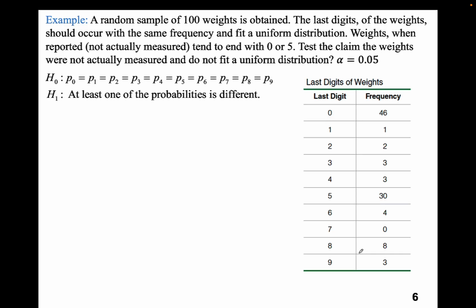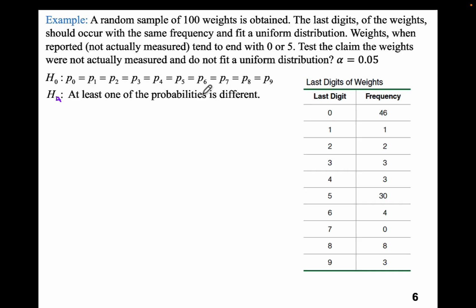We set up our null hypothesis as the probability of the weight ending in a 0 being equal to it ending in a 1 being equal to ending in a 2, all the way. See, they're all equal, okay? Null hypothesis, all equal. The alternative hypothesis would be that at least one of the possibilities is different. If I put a does not equal right here, that would mean at least one of the probabilities is different.